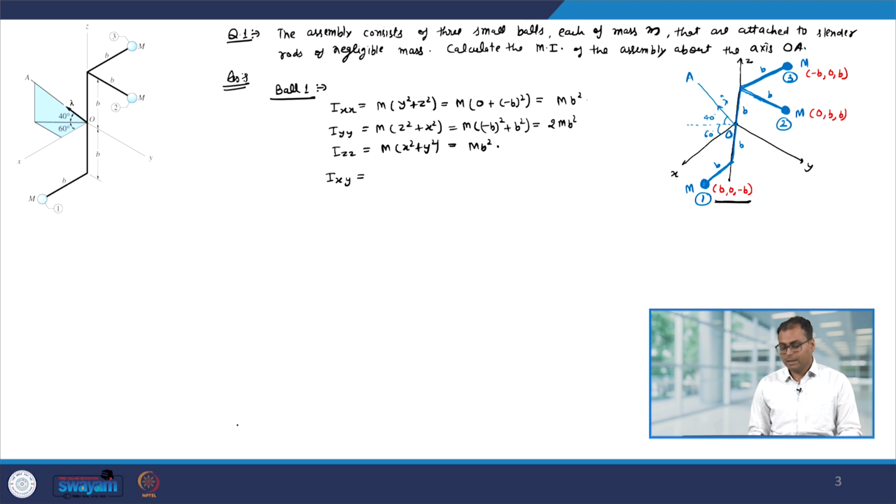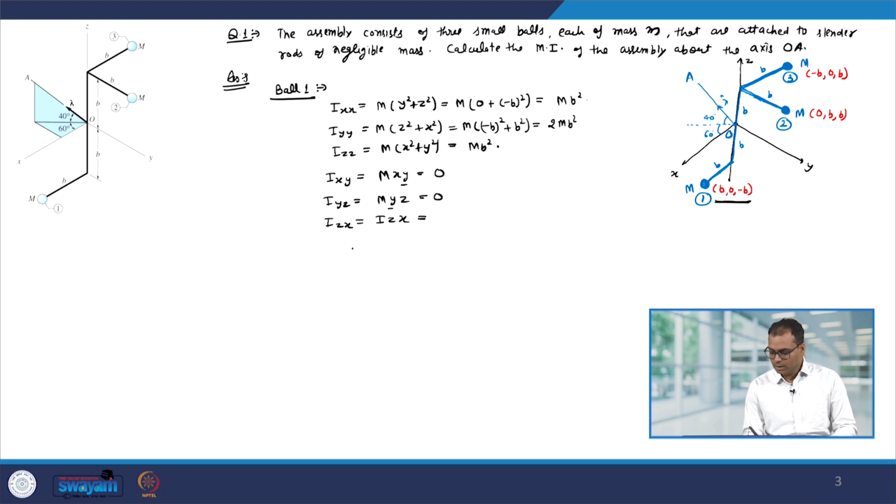Now, the product of inertia I_xy. Note that here y is equal to 0, because the definition is m into x into y, but since y is equal to 0, the product of inertia will be 0. I_yz is again m y z, but then y is equal to 0, therefore it will be 0. Now, let us calculate I_zx, that is m into z into x. Here z is equal to minus b and x is equal to b. So, therefore, it will be minus m b square. Okay, so we have the moment of inertia and the product of inertia for ball 1.